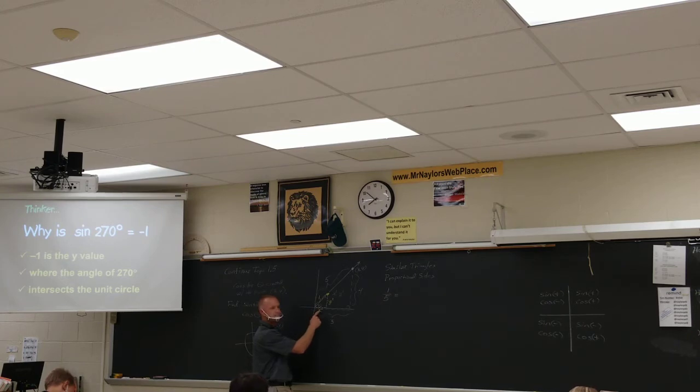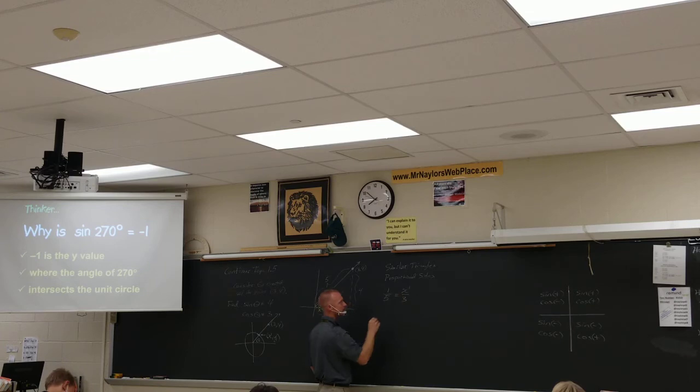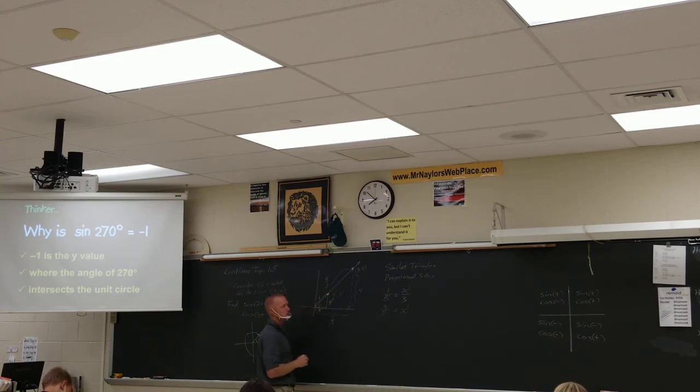X prime is to 3. And we got ourselves a pretty easy proportion to solve. X prime equals 3/5.